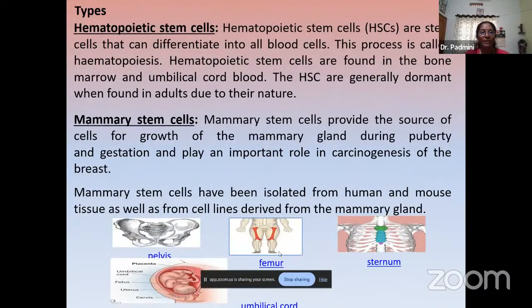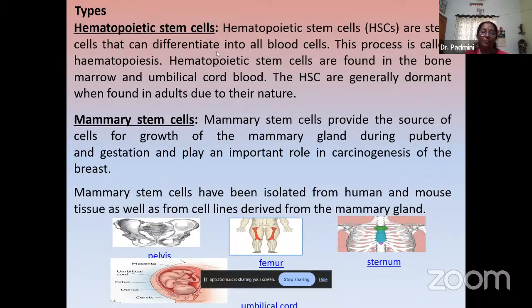cells. So what are the different types of adult stem cells? Hematopoietic stem cells are the first one. These are the cells that can differentiate into blood cells, and the process is called hematopoiesis. These are found in the bone marrow and umbilical cord, and they are generally dormant when found in adults due to their nature.